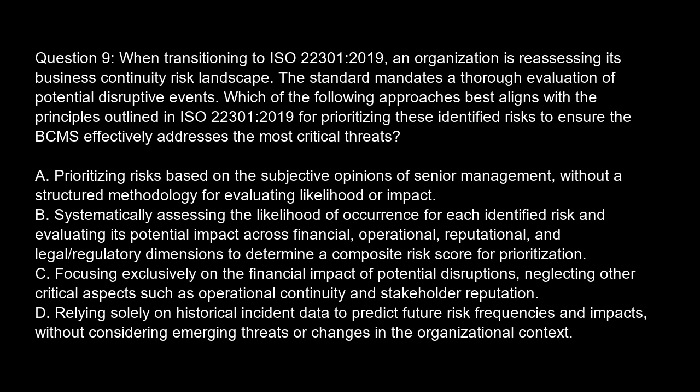Option A. Prioritizing risks based on the subjective opinions of senior management, without a structured methodology for evaluating likelihood or impact. Option B. Systematically assessing the likelihood of occurrence for each identified risk and evaluating its potential impact across financial, operational, reputational, and legal/regulatory dimensions to determine a composite risk score for prioritization.